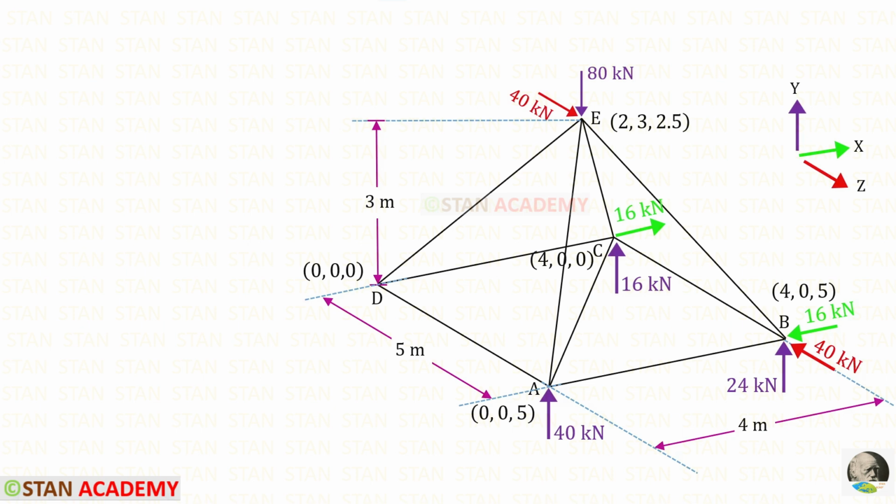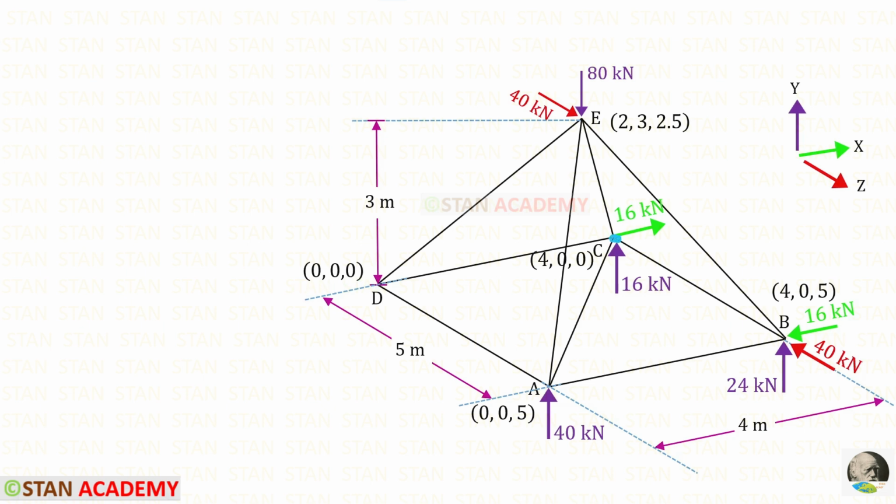I'm going to keep the origin at point D. It is up to you. You can keep the origin anywhere. For me, it is comfortable to keep at D. But as I said, it is your choice. You can keep anywhere. You will get the same answers. Here we have everything 0, x, y and z.